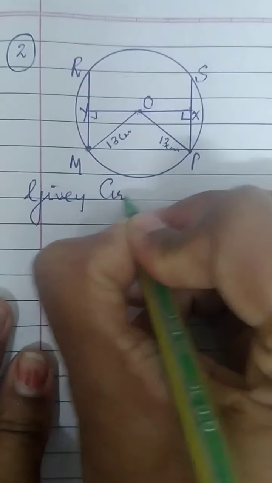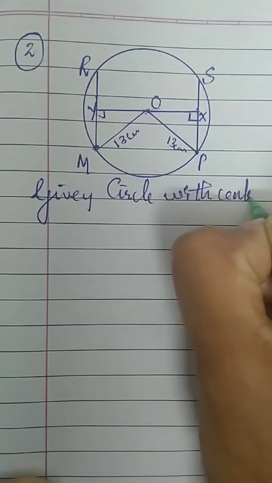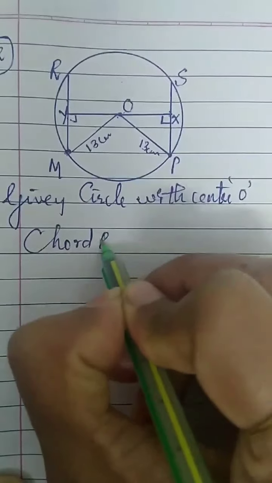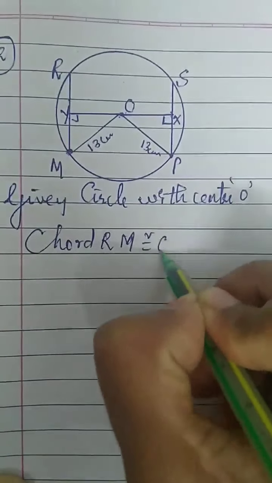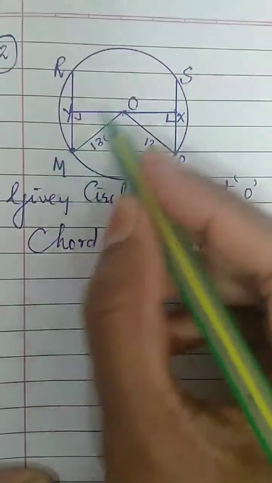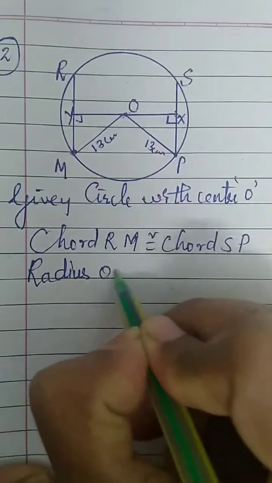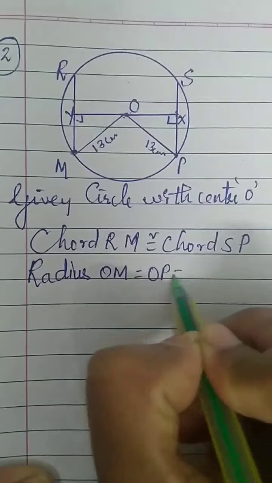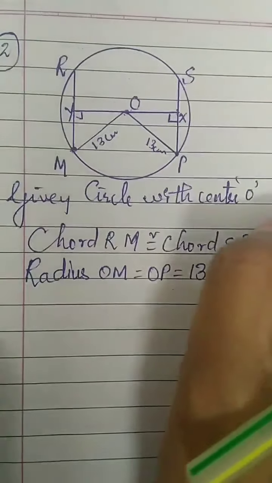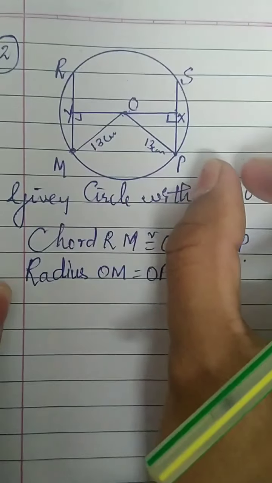Given: circle with center O. Chord RM is congruent to chord SP. What else do you know? You know the radius, no? So radius OM is equal to OP is equal to 13 centimeter. This also we know.